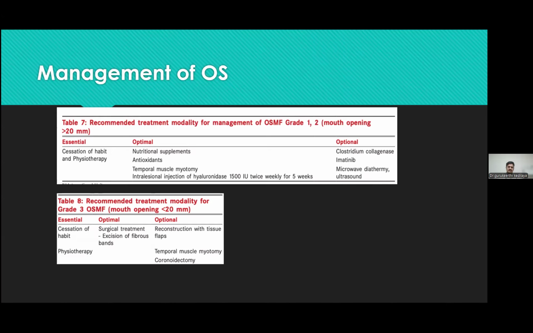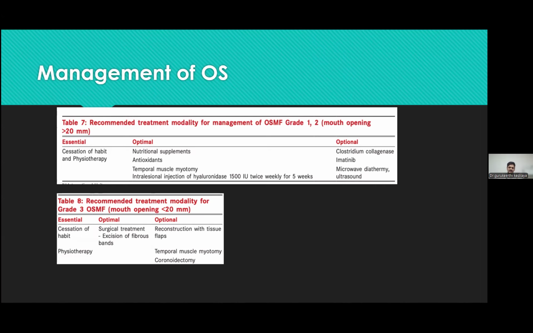Also, some temporal muscle myotomy and injection of hyaluronidase are being tried, but the results are still equivocal. Optional treatments like Clostridium collagenase, imatinib, and microwave diathermy don't have enough evidence to support routine clinical use.